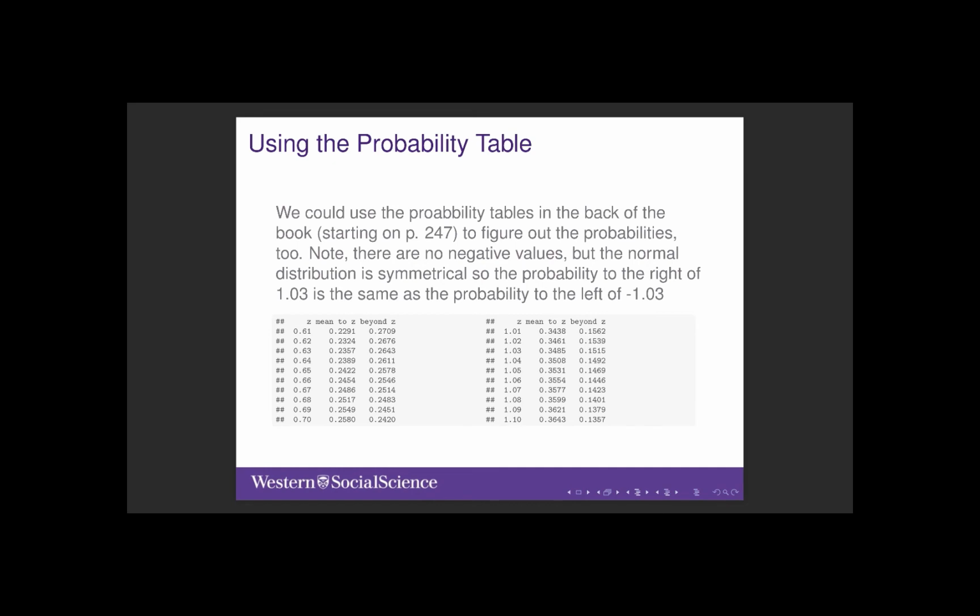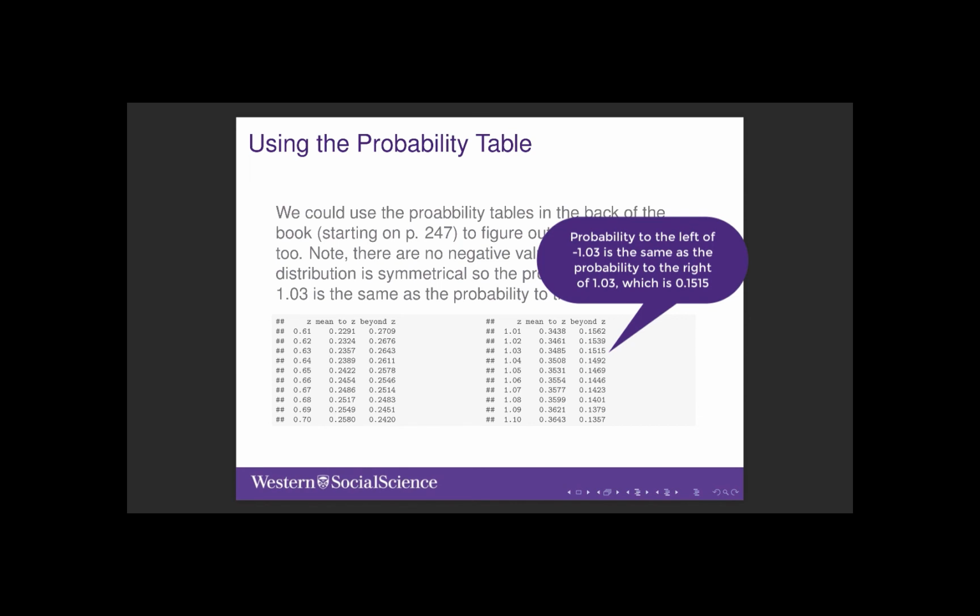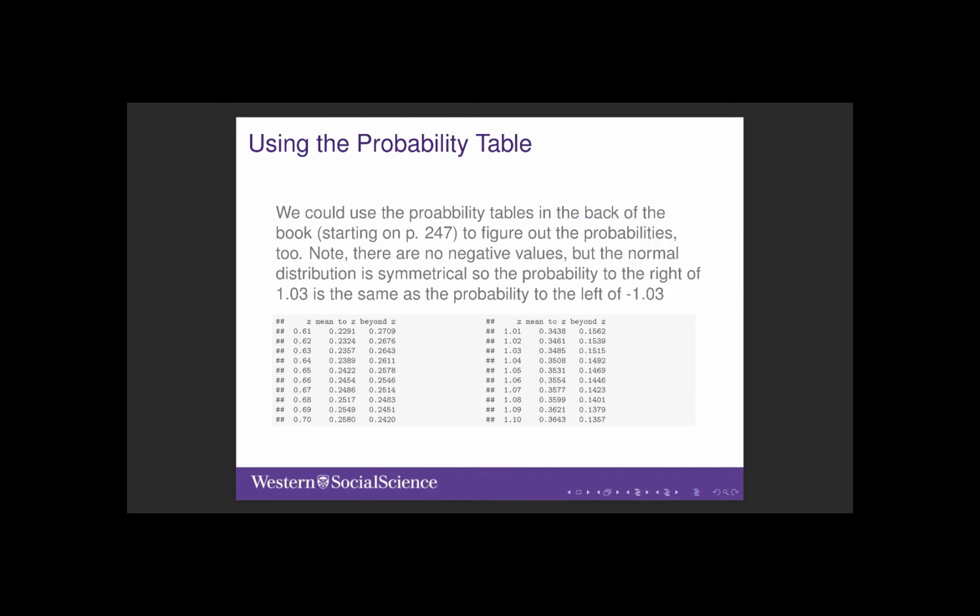We know this because the area under the probability curve has to sum to 1. Looking at the value 1.03, we see the probability to the right of that is 0.1515, or approximately 0.15. That means the probability to the left of minus 1.03 is also roughly 0.15. Again, by subtracting 0.15 from 0.75, we get 0.6 just like above.